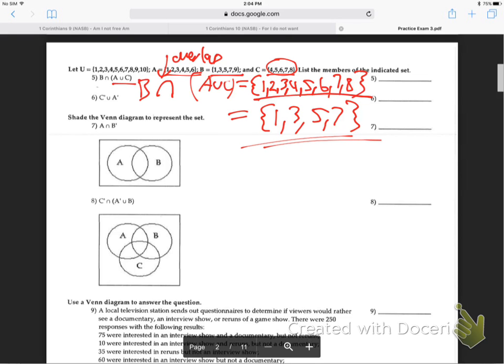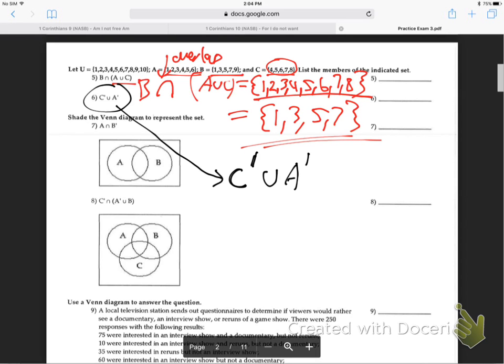How about this next one? Notice there's tiny little complement marks there. What does it mean when the little marks are on the letters? The opposite, or not. So that means the opposite of C. What's the opposite of C?